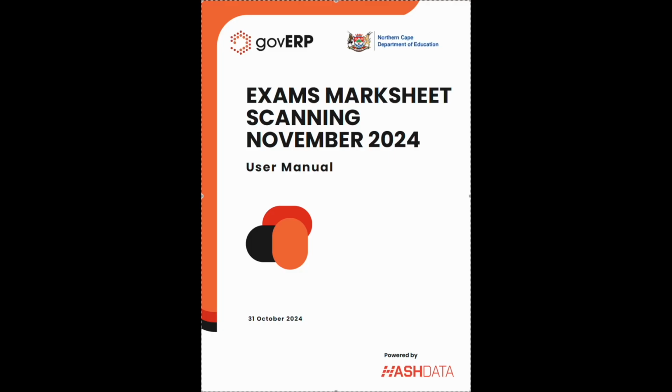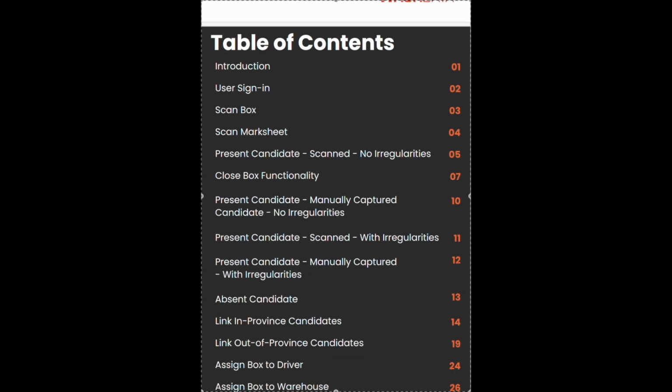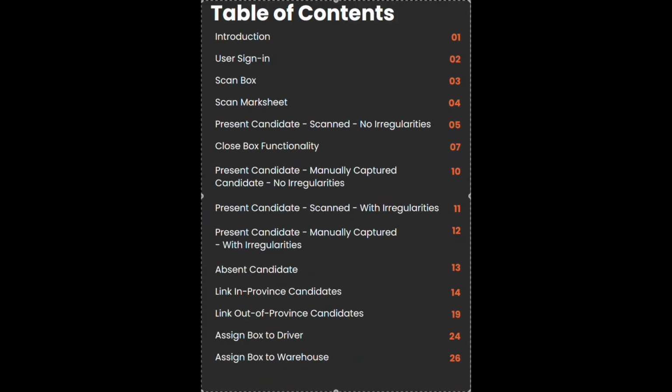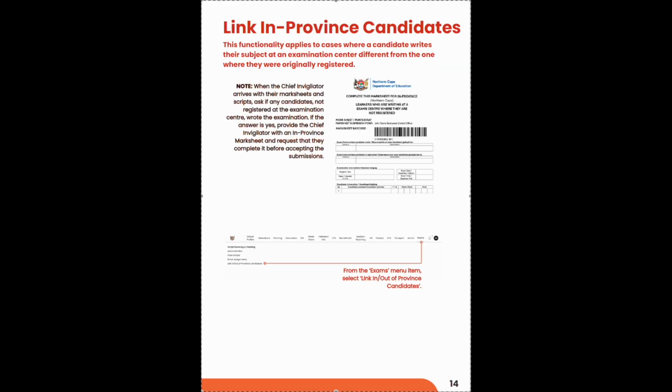In this video, we will explain how to manage a candidate who registered in the Northern Cape but wrote the examination at another centre. If you had a look at the user manual we have developed, you'll note that on page 14 there is an item that says Link in-province candidates. Let's have a look at page 14.